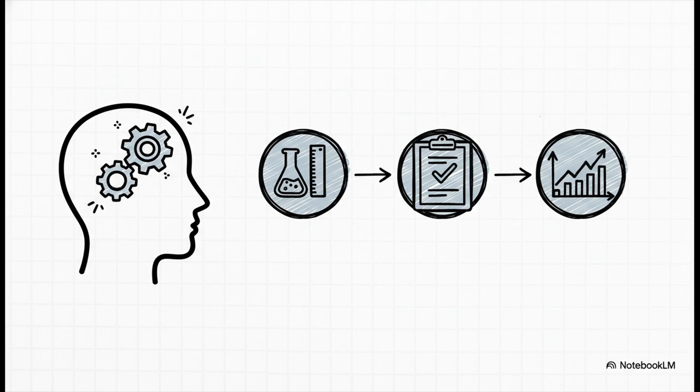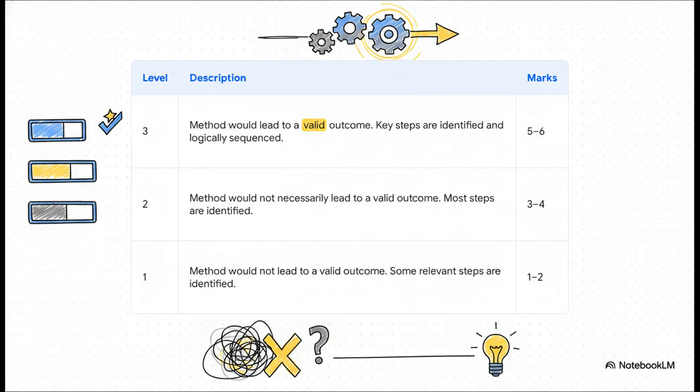The goal is to describe a set of instructions so clearly that another person could follow them and get the exact same valid results. In science, that's everything. It's called repeatability. Now, this is really important to understand. Examiners don't mark these questions by just giving you a point for every correct thing you say. Nope. They use what's called a level of response system. To get into level 3, that's the top tier for 5 or 6 marks, your method has to be logical, and it has to actually work.